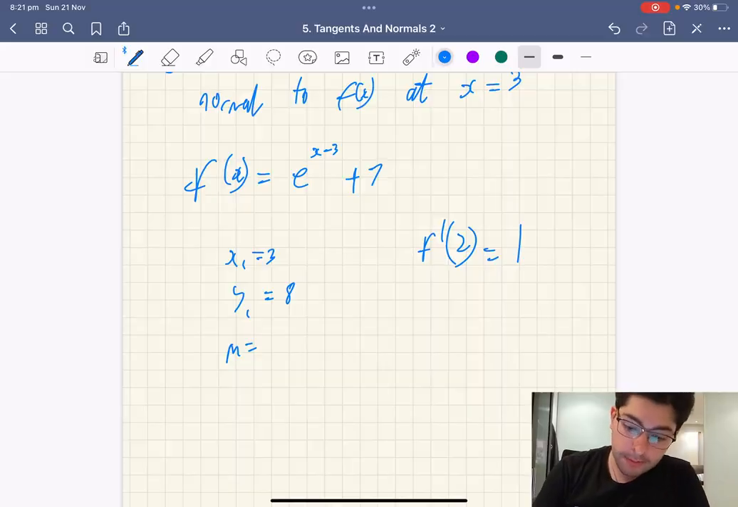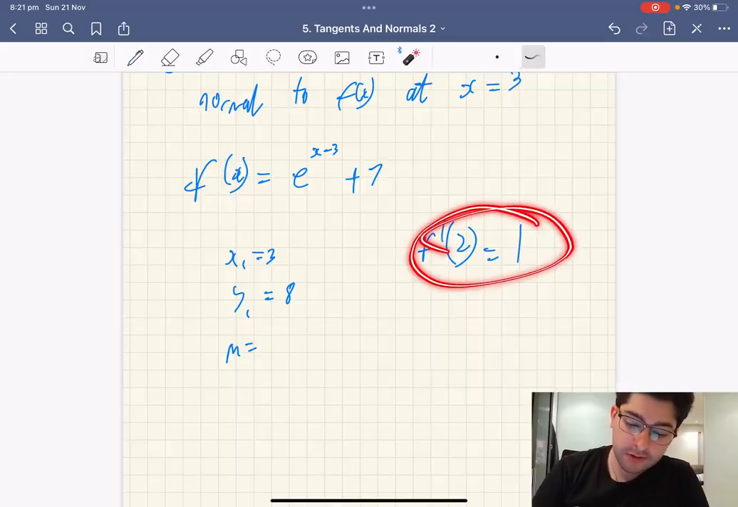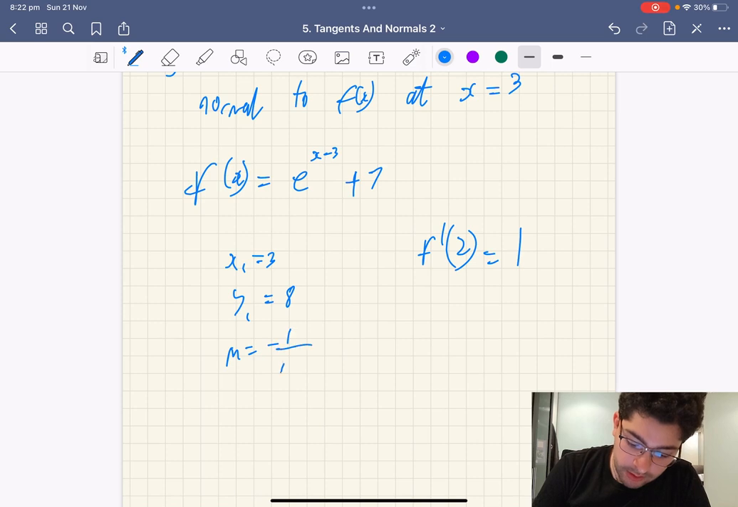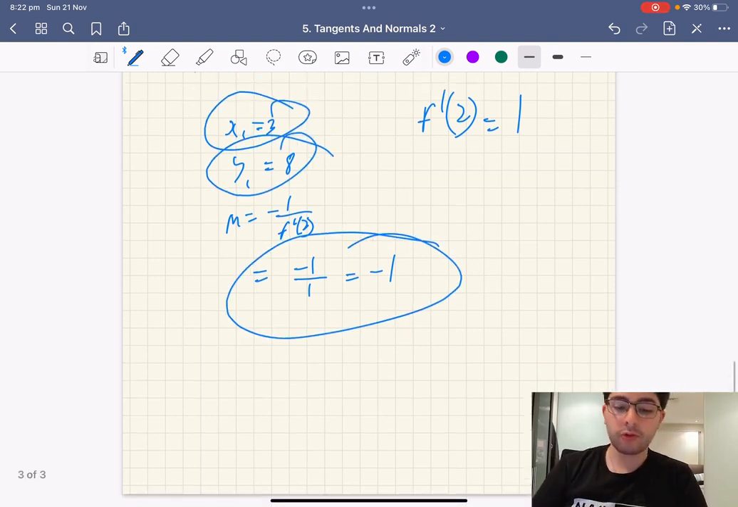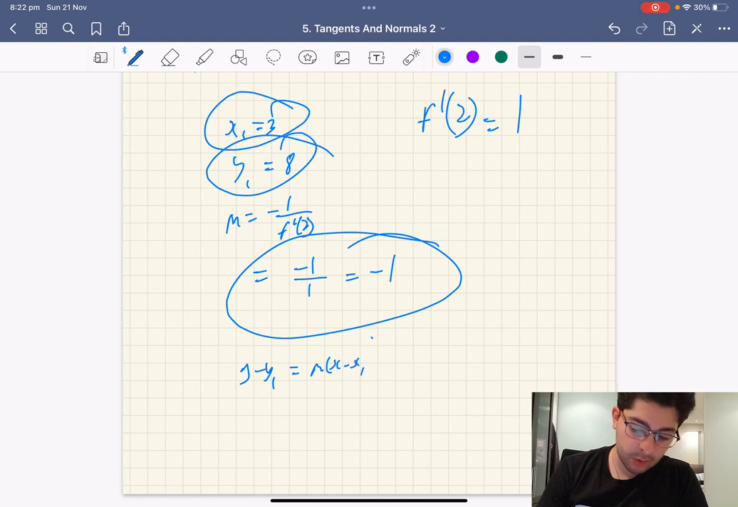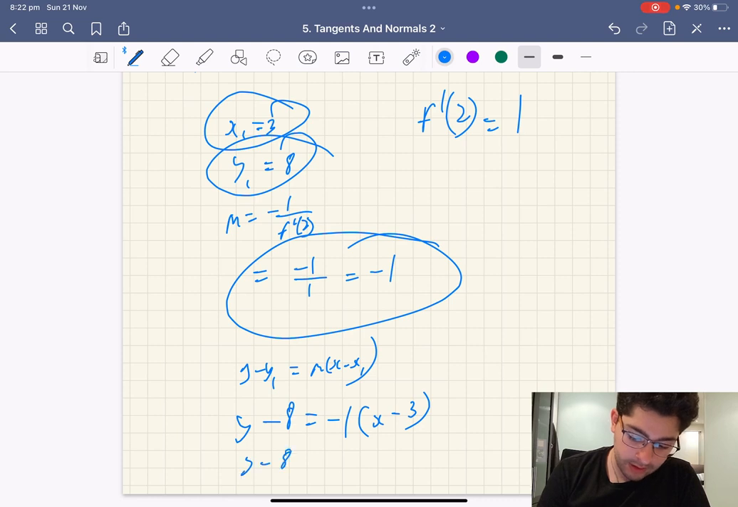So therefore, m is going to be the negative reciprocal of this. So minus 1 over f dash of 2, which is the same thing as minus 1 over 1, which is minus 1. So now we've gotten our 3 ingredients to graph. So y minus y1 is equal to m(x minus x1). Y minus 8 is equal to minus 1(x minus 3). Expand that out. Y minus 8 is equal to minus x plus 3. Therefore, y is equal to minus x plus 11.